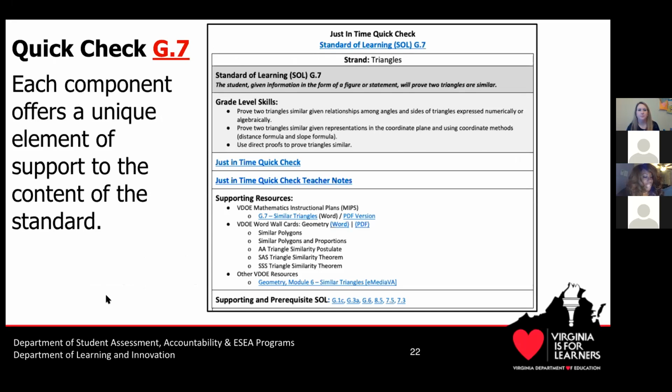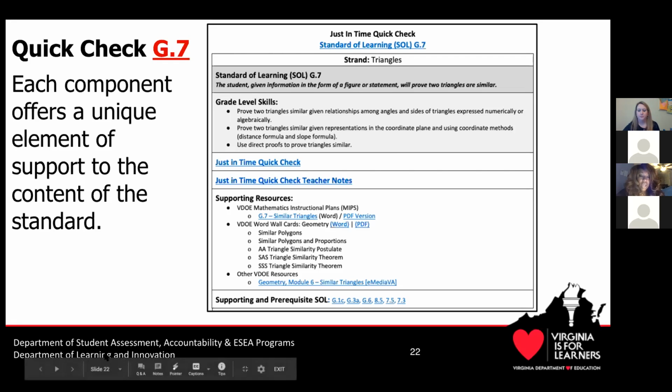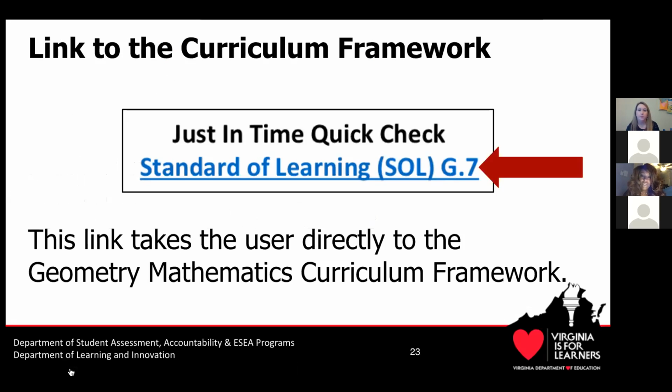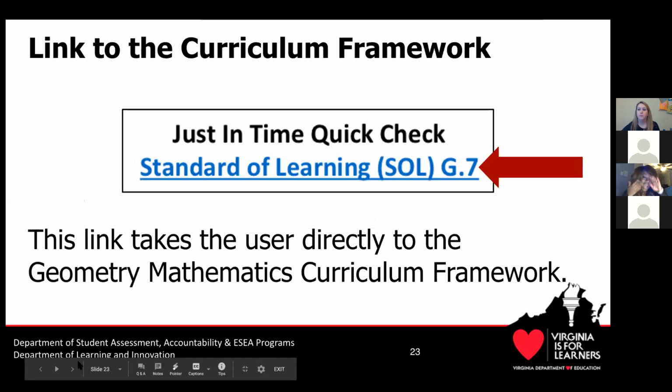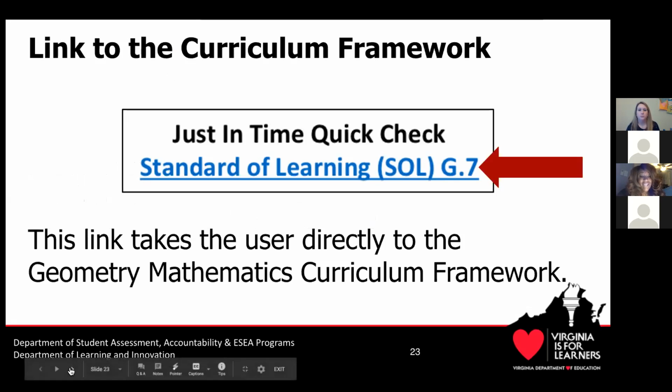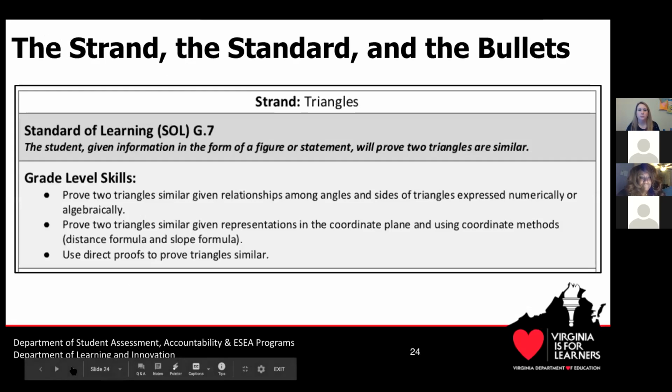So let's look at the first page of your quick check. Each component offers a unique element of support to the content of the standard, and we're going to look at each portion of the quick check. First, at the top, you're going to have a link with the standard of learning, which will take you directly to the geometry mathematics curriculum framework. So as Rebecca shared, you're not having to hunt and gather. Those links are right there. It's kind of one-stop shopping to get to those supporting documents and resources that are aligned to the VDOE resources on the current website.